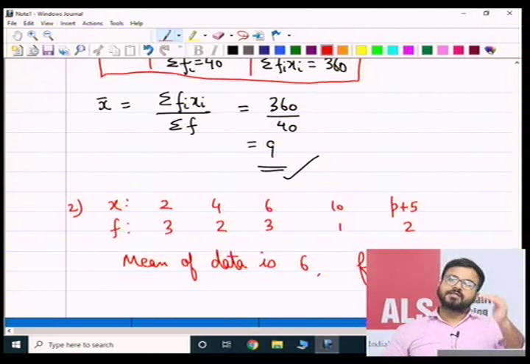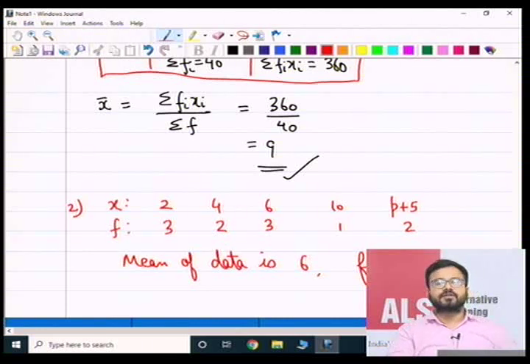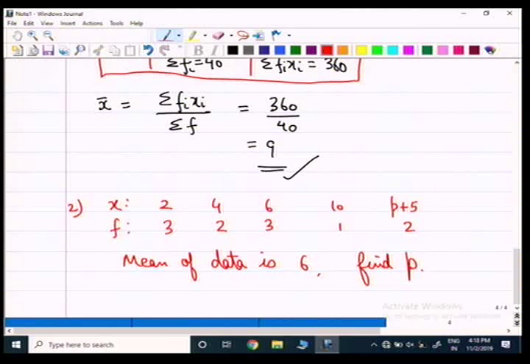Again, with the same logic, since the mean is given, you will get one linear equation in terms of p. Solve it and calculate the value of p. Solve it.